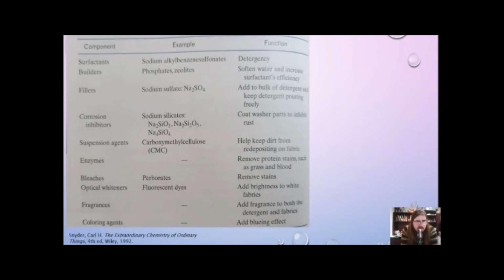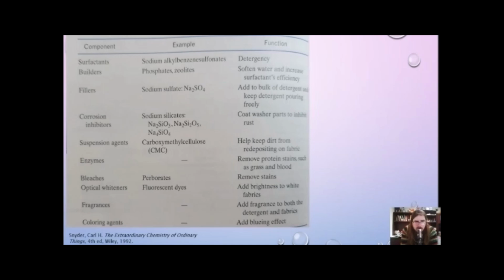They have suspension agents that essentially help keep the grease suspended and keep it from redepositing, since it's maybe not as great of a micelle as you would get with the sodium carboxylates. You have various enzymes sometimes mixed in to remove those hard to get stains like grass and blood, breaking down the proteins. You have bleaches that essentially oxidize the molecule to remove the stains and make them fade.